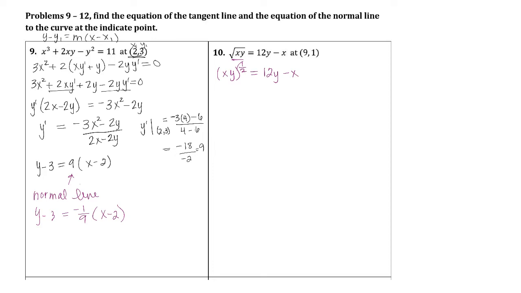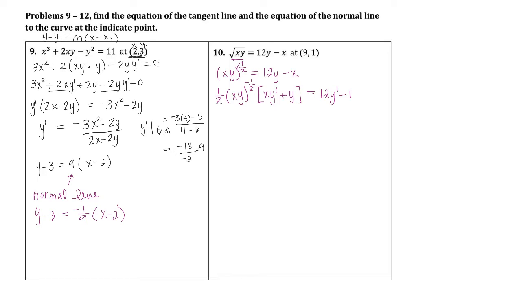If we leave it together as one thing, that's going to give us 1/2 times xy to the negative 1/2, and then times the derivative of the inside, which is going to be first times derivative of the second plus second times derivative of the first. And then all of this is equal to 12y prime minus 1.